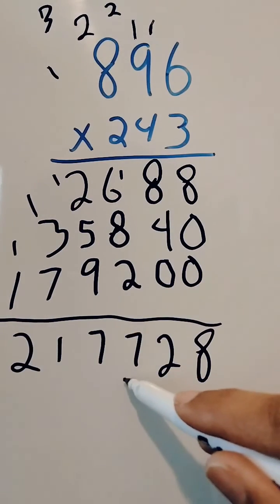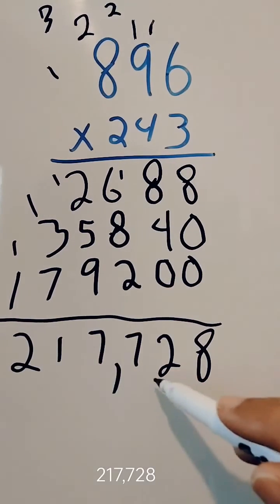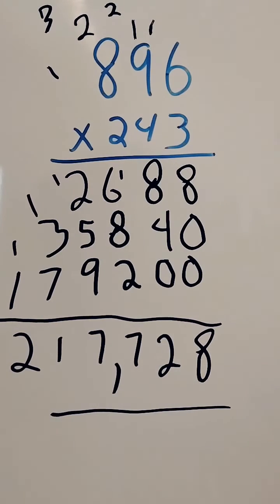So the answer is going to be 217,728. That's the answer to this problem. So when you get 896 times 243, the answer is 217,728.